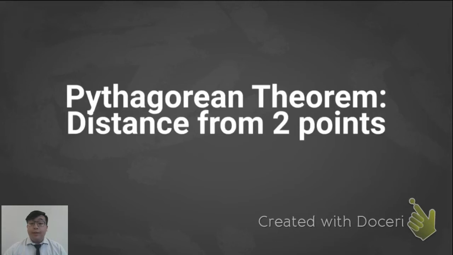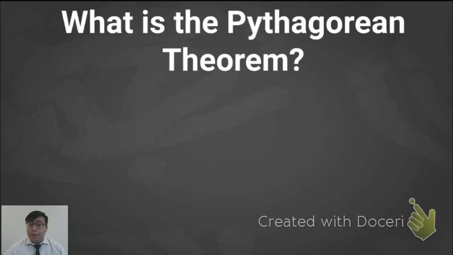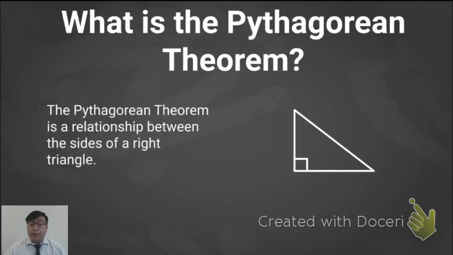Hello everyone, in this video we'll be using the Pythagorean Theorem to find the distance between 2 points. So before we get started, what is the Pythagorean Theorem? The Pythagorean Theorem is a relationship between the sides of a right triangle.